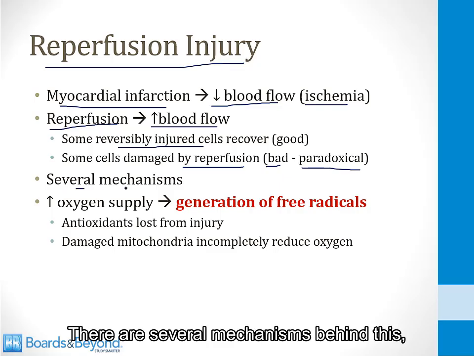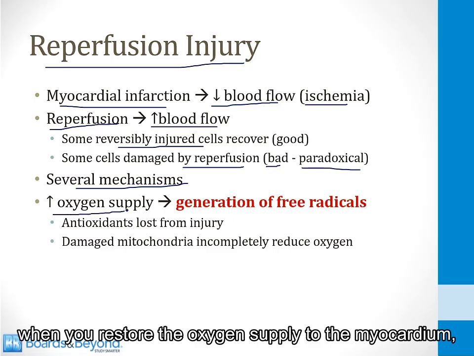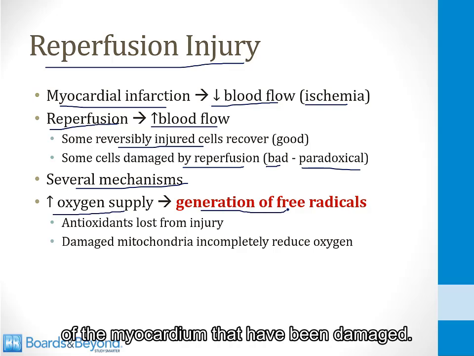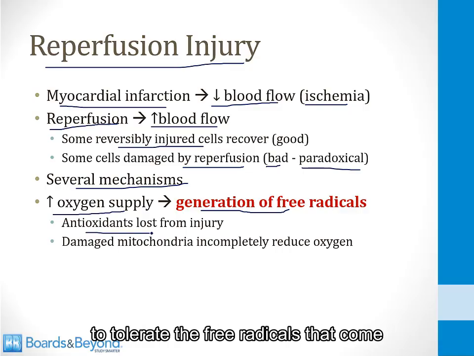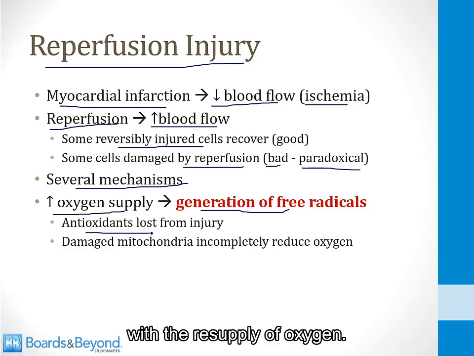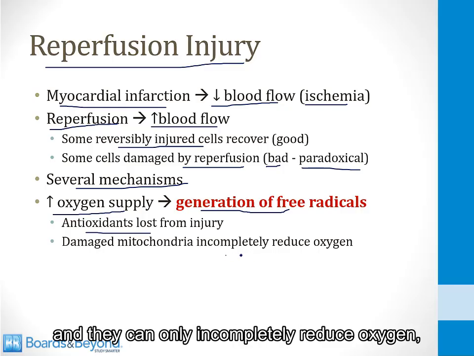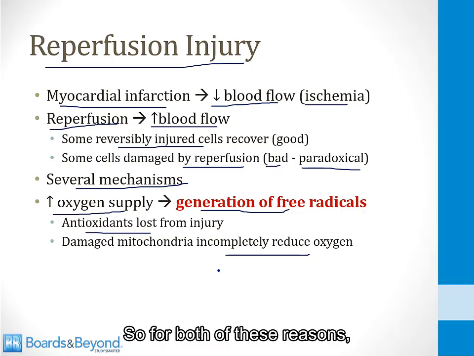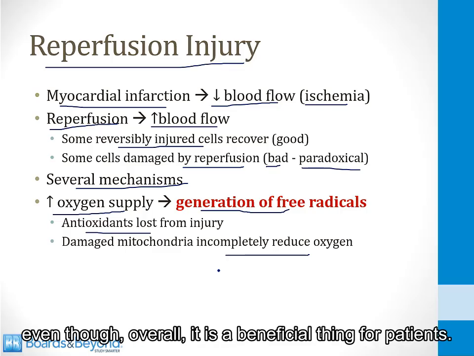There are several mechanisms behind this, but one of them is the fact that when you restore the oxygen supply to the myocardium, you generate free radicals, especially in areas of the myocardium that have been damaged. Those areas have lost antioxidants, and they're less able to tolerate the free radicals that come with the resupply of oxygen. In addition, mitochondria have been damaged, and they can only incompletely reduce oxygen, so they generate more free radicals than usual. So for both of these reasons, reperfusion damages myocardium to some degree, even though overall it is a beneficial thing for patients.